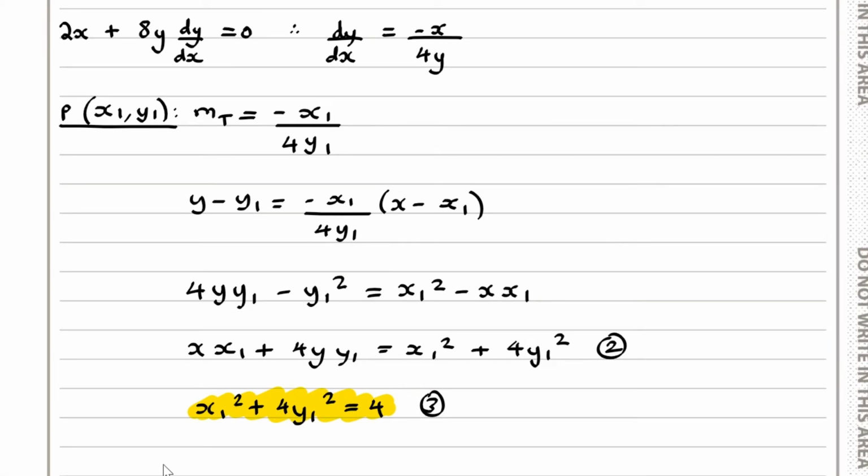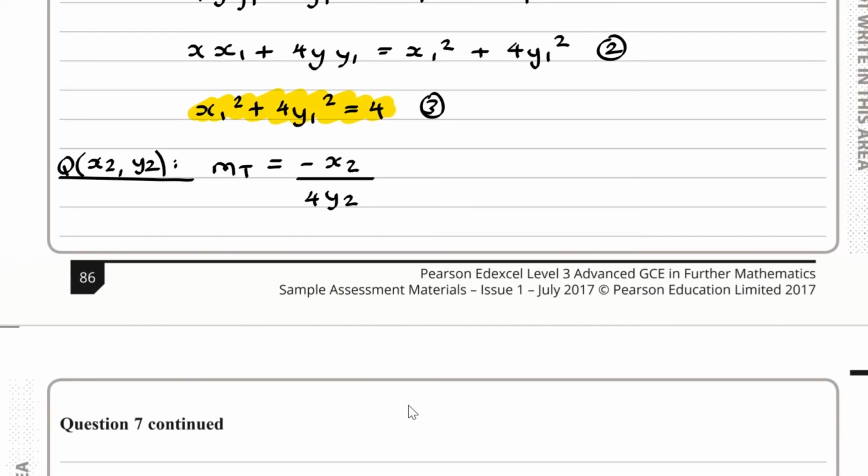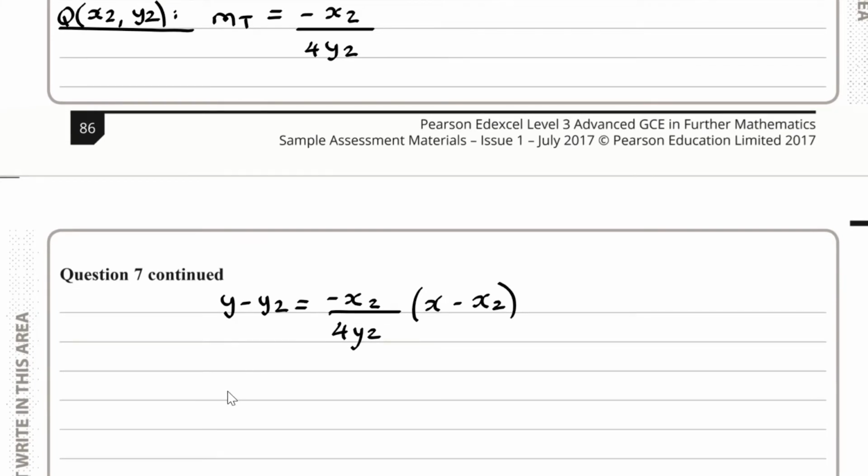And we can do the same thing with Q. Q has coordinates x2, y2, and if we substitute in, we arrive at the exact same thing as we did over here. So the gradient of the tangent, that's equal to minus x2 over 4y2. So using y minus y1, well, in this case it'll be y minus y2 equals the gradient, minus x2 over 4y2, lots of x minus x2. Okay, and if we tidy this up, obviously we'll end up with a similar thing to what we did in equation 2. We'd have x2 plus 4y2.